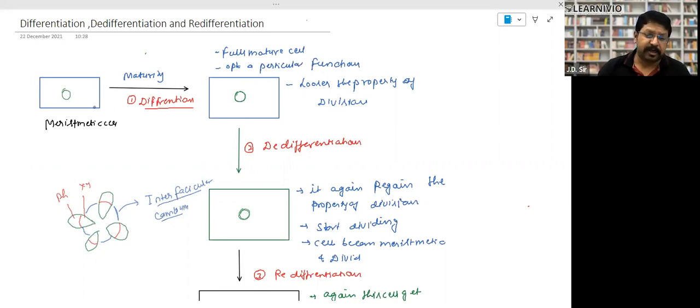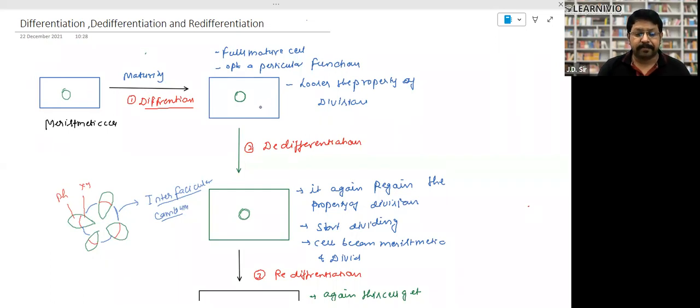Now these meristematic cells are given a particular job. They become fully mature cells, opt for a particular function and lose the property of division. They are called differentiated cells, and this process is called differentiation. Every cell is assigned its job: either to do photosynthesis, or to store food, or to conduct water.